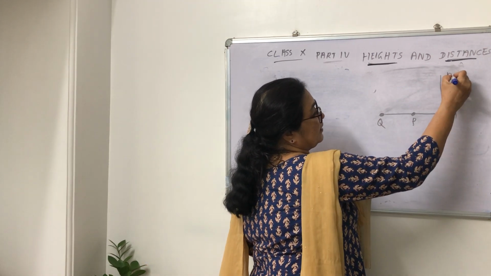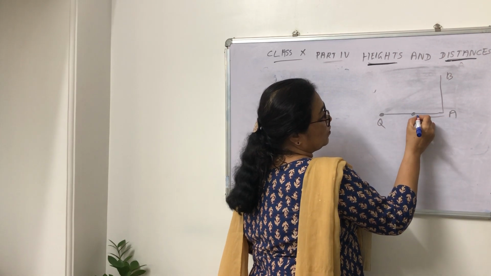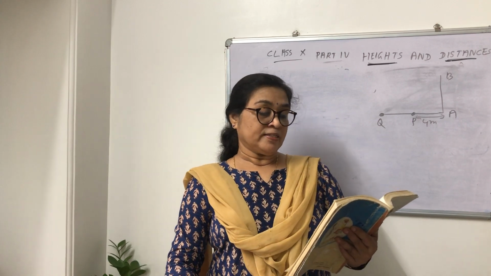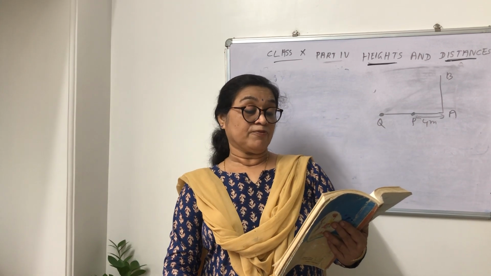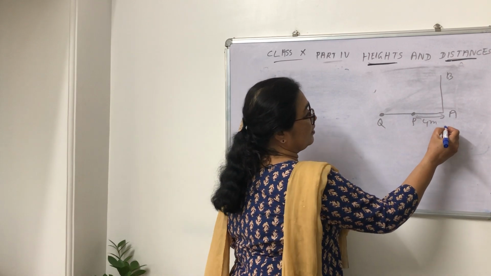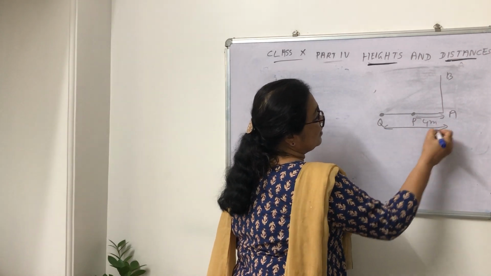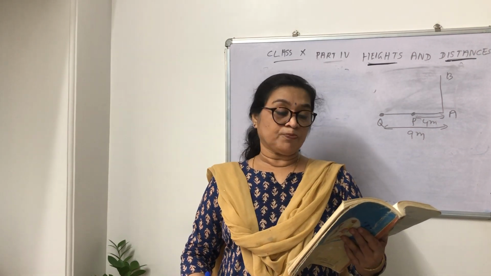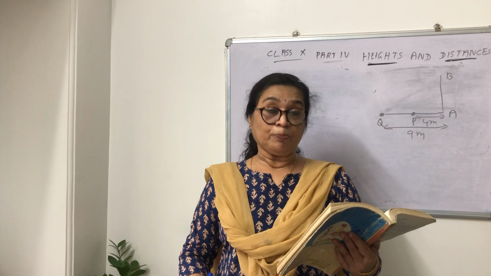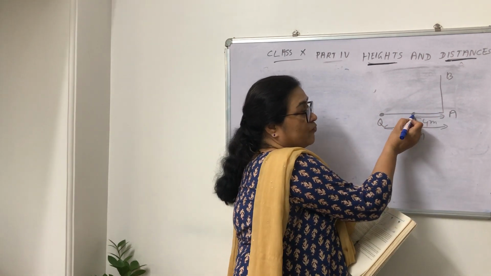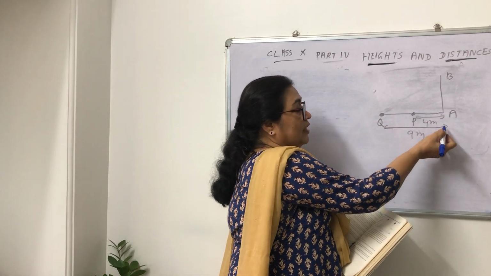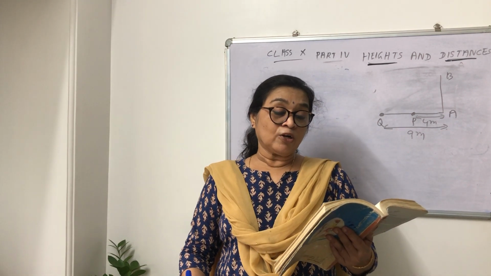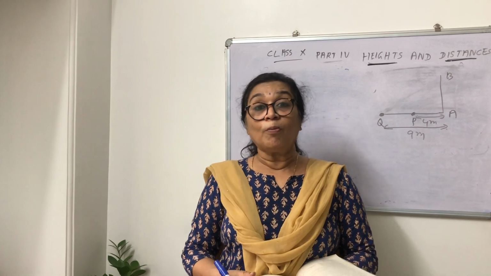This AB is the tower. From this base to this one it is 4 meter. Other point is 9 meter from the base of the tower. So from here to here it is 9 meter. The angle of elevation of the top of the tower from the 2 points at a distance of 4 meter from the foot of the tower and at a distance of 9 meter from the foot of the tower, the angle of elevations are complementary.